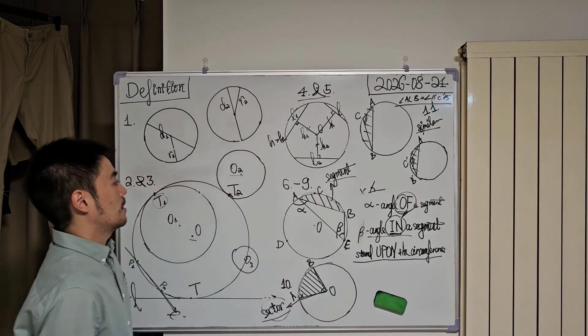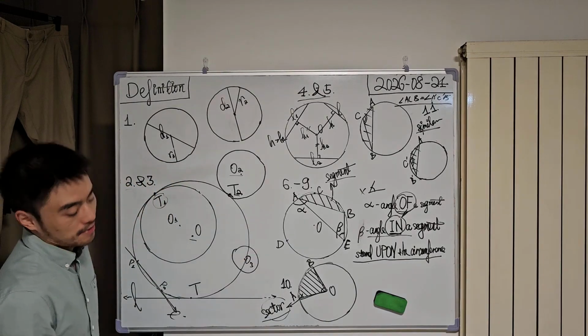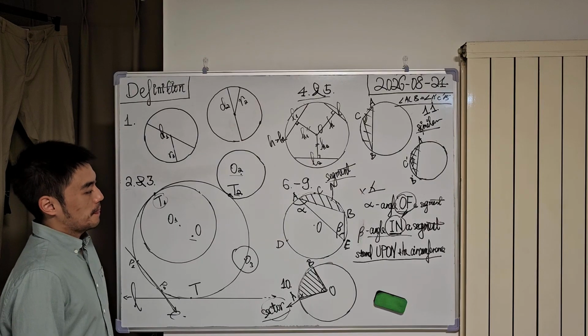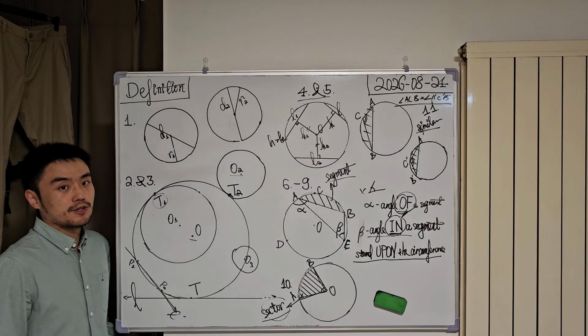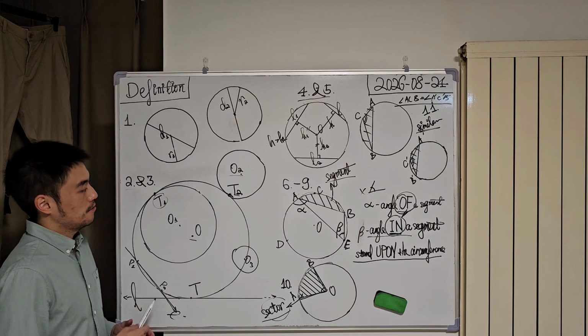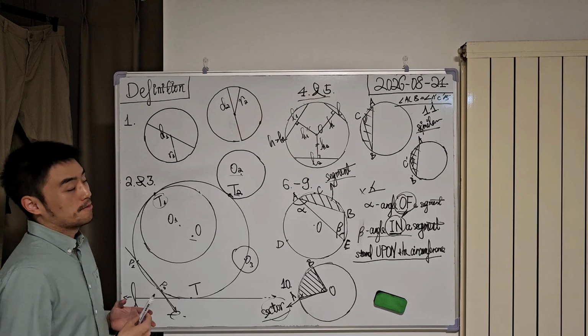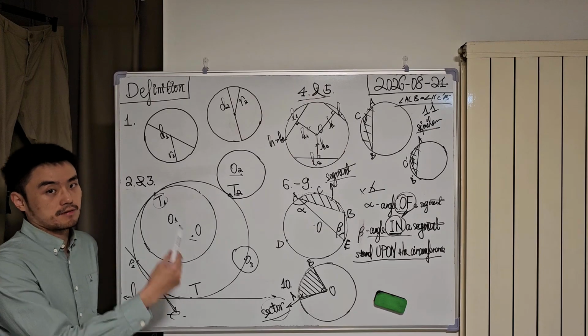So we have covered 11 brand new definitions introduced by Euclid from book 3. And that is the end of the video. And in the next video, we are going to talk about those, I believe, more than 30 propositions from book 3 one by one.